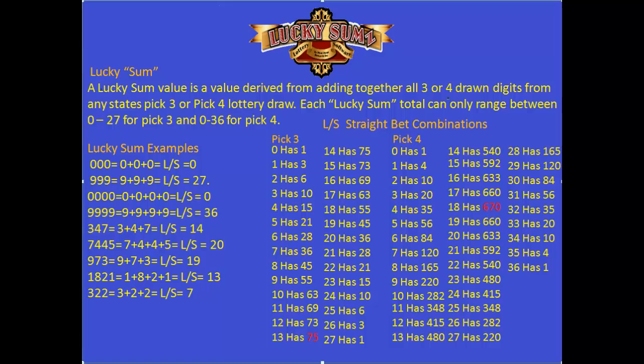Now, this goes all the way up to lucky sum 18, as lucky sum 18 has 670 potential combinations. As we go into lucky sum 19, it drops down to 660, all the way back down to 36 again, which only has 1 combination.